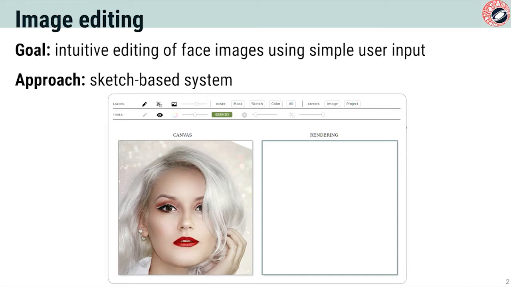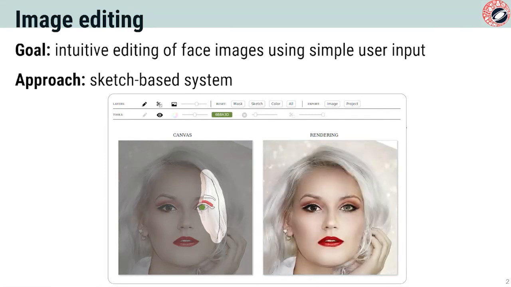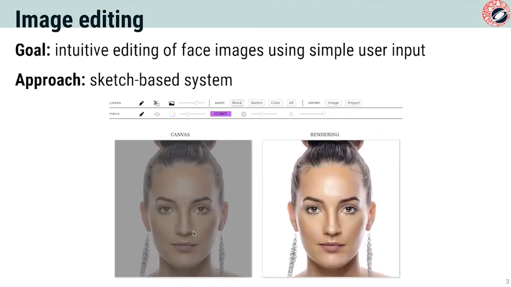Here you see our user interface, which has two panels, a canvas on the left where the user will sketch, and then a rendering window on the right side where the output will be displayed. So from a user perspective, it looks like this. This is an example of a typical input where the user sketched a few edges and provided some strokes that indicate the desired color. In addition, the user also provides a mask, which indicates the region that will be resynthesized by our system. So based on this input, our system automatically generates the output on the right.